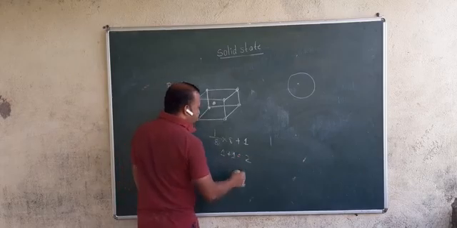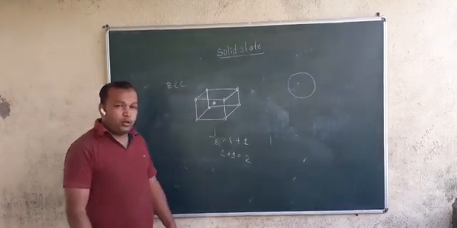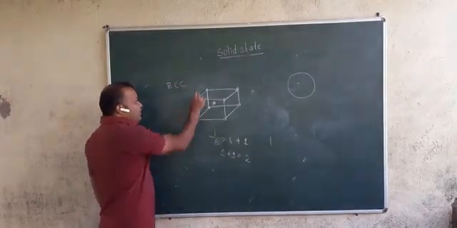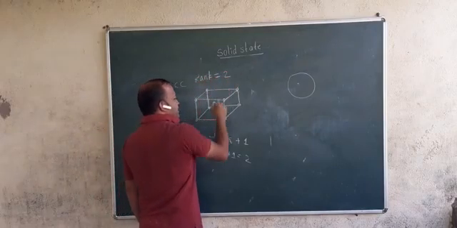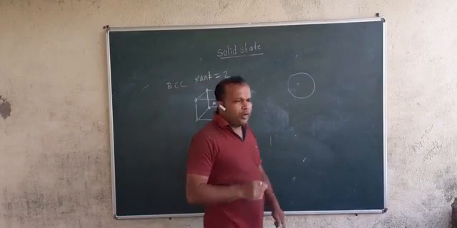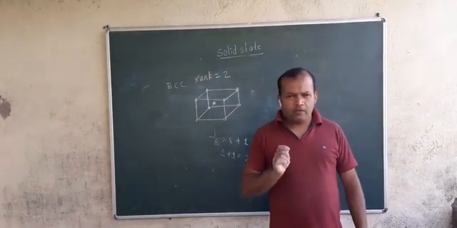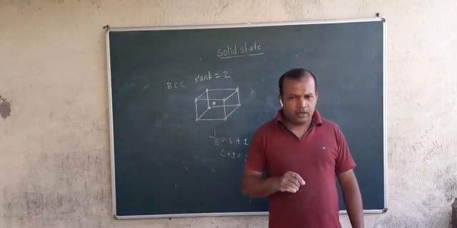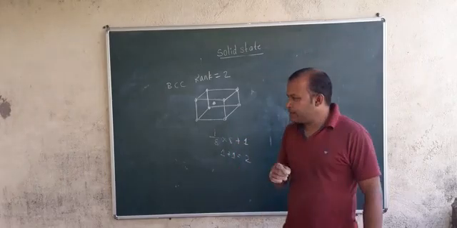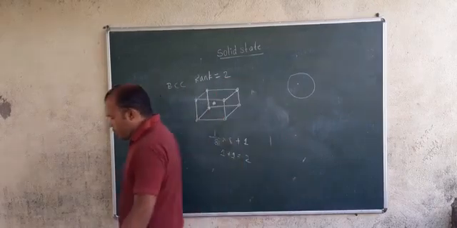So in total how many circles can be formed? 2 circles can be formed. So if they ask you what is the rank of BCC, you'll say 2. How is the rank of BCC 2? 1/8 of 8 for the corner and 1 in the center. So in BCC the rank is 2. Okay, students.